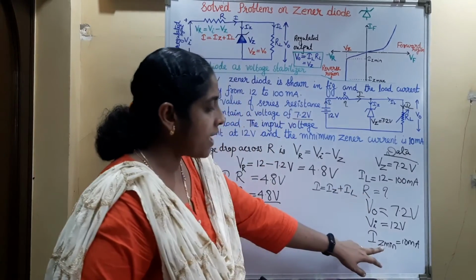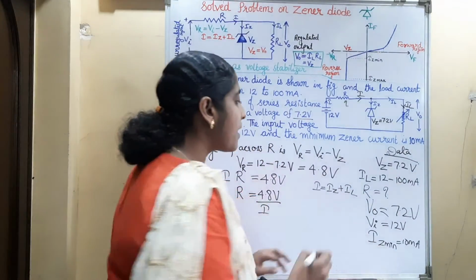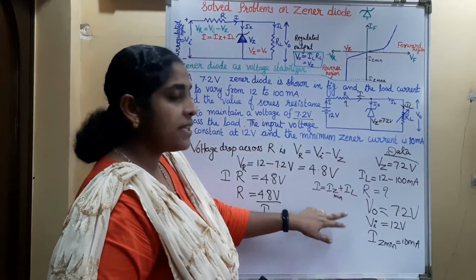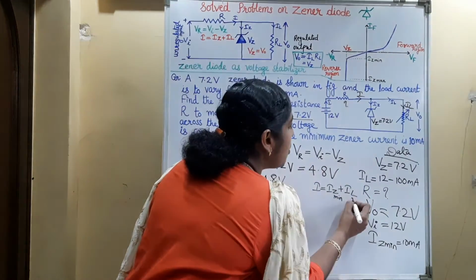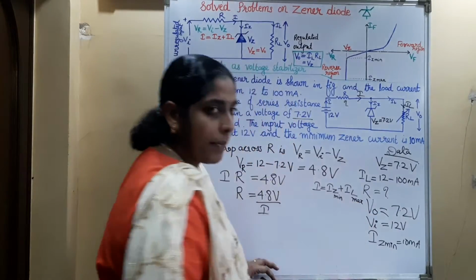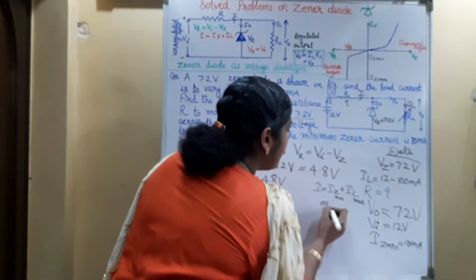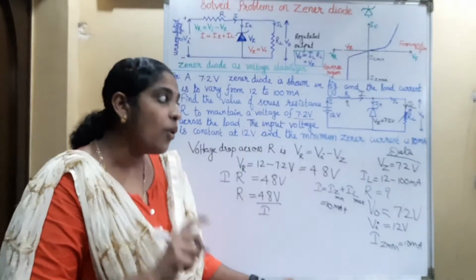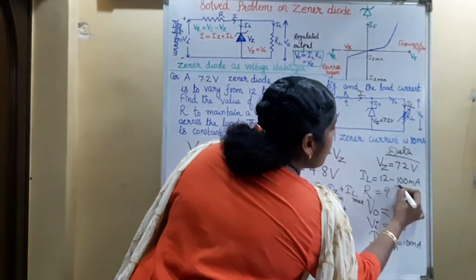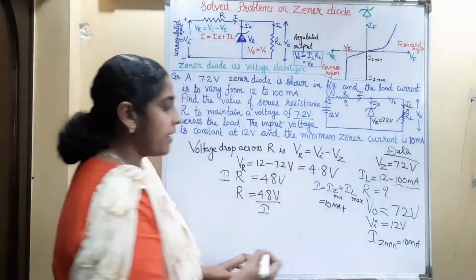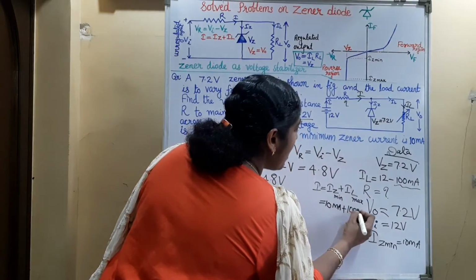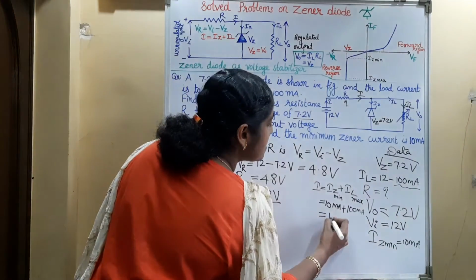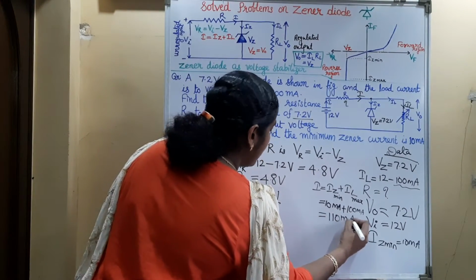Here it is given that the minimum Zener current is 10 milliampere. So if the Zener current is minimum, that means the load current is maximum. So we have to consider the maximum load current. What is the maximum load current here? It is 100 milliampere. So IL maximum is equal to 100 milliampere. So the total current is 110 milliampere.